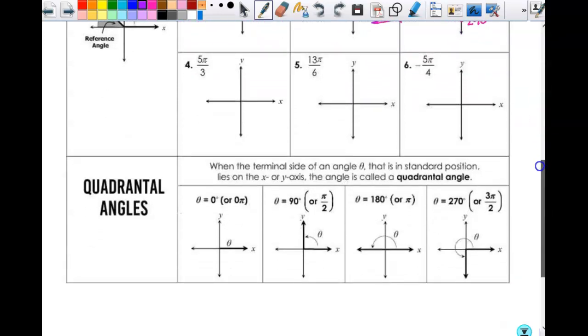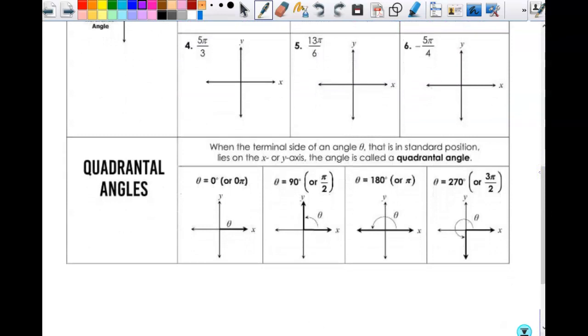All right, so 5 pi thirds. I know I start here. If I go around here, this is 3 pi thirds, and then this would be 6 pi thirds. So 5 pi thirds would be down here. If you think about this, you've got 3 pi thirds, 4 pi thirds would be about 1/3 of the way, 5 pi thirds is another third, and then there'd be your 6 pi thirds. So you'd be about right here. This right here would be 5 pi thirds. Everybody okay with that?